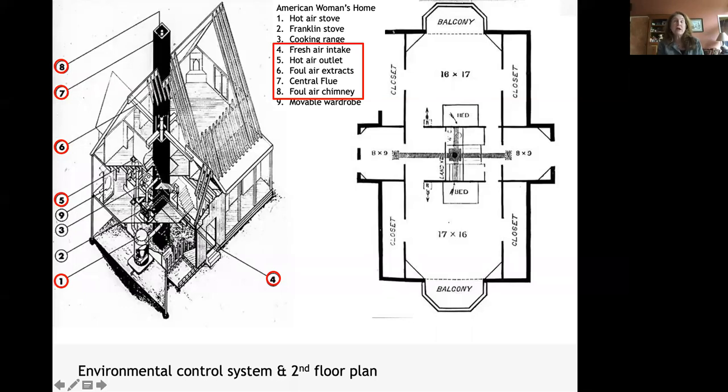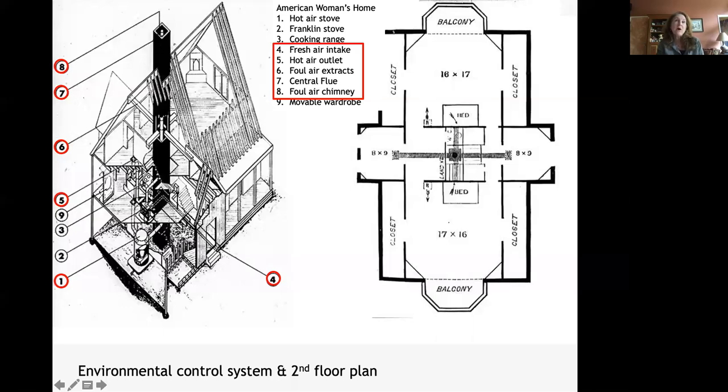And so what she had was a furnace in the basement with a main central flue rising in the middle of the house with air ducts. And a really important feature of this was not just about heating, but there was increasing concern about foul air removal. So a lot of attention was paid to ventilation and the exhaust of the combustion gases.